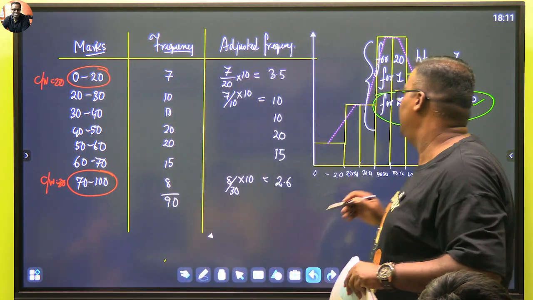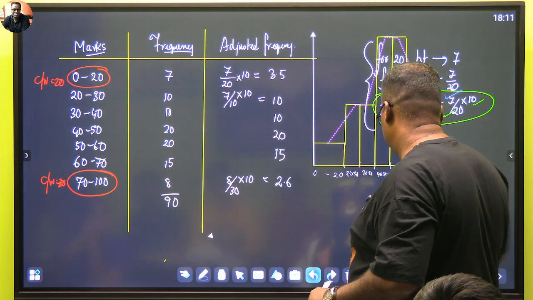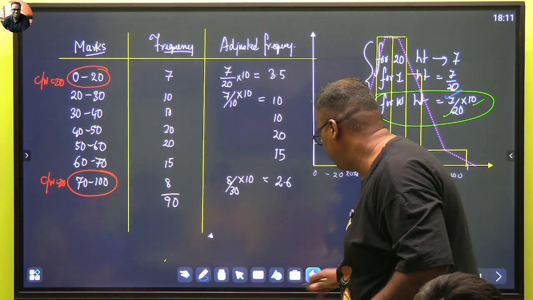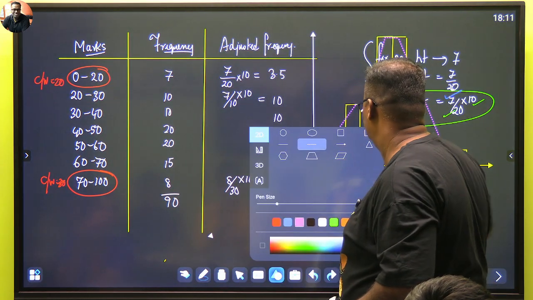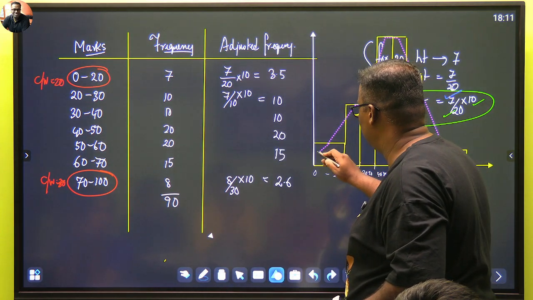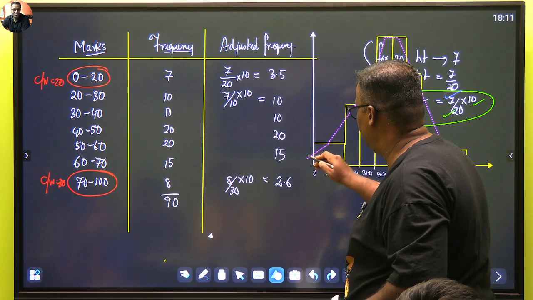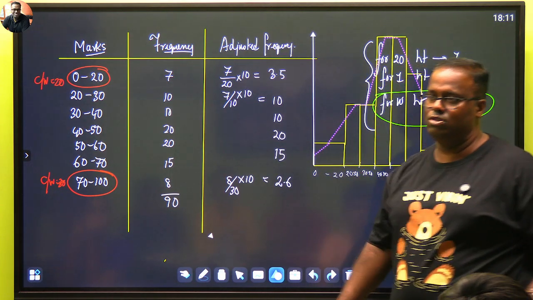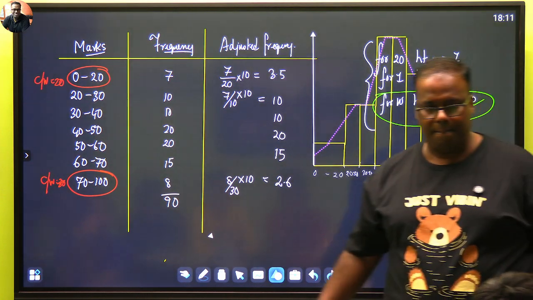So where have they ended? They have ended it right at the right job is to end it out here. Sorry, to end it, it should actually go out here. So end it just out. This is the end of the frequency polygon. Sir, can't you end it like at 0?